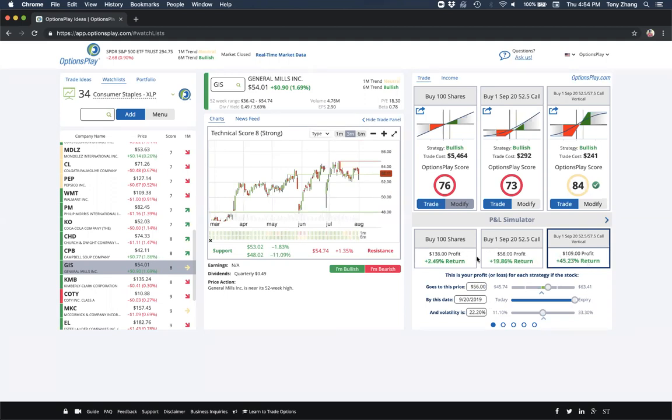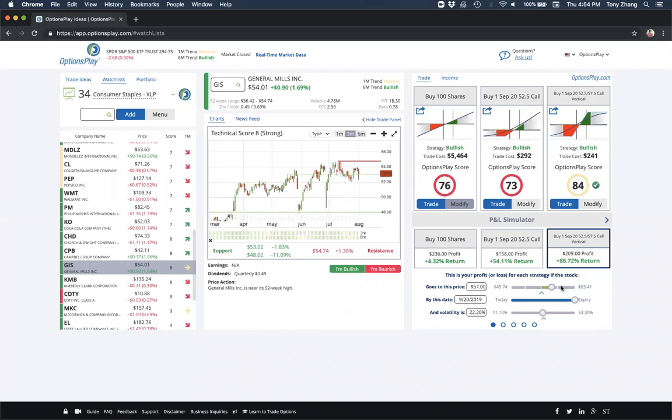notice how the returns actually, in my opinion, don't look particularly attractive, and that's really why the options play score here is relatively low. So buying 100 shares of that stock is $5,400. Buying that call option, $292. So as you can see, this stock, if it rallied back up to $56, would only make a $58 profit, which is a 19% return, versus only a 2.5% return on the stock, but still not particularly attractive. So the stock really needs to move a little higher before these numbers start making some more sense.